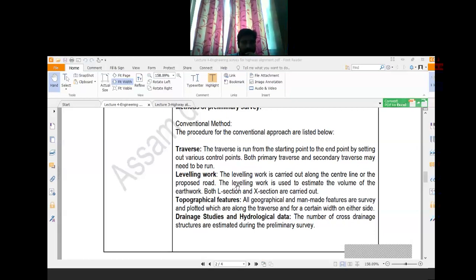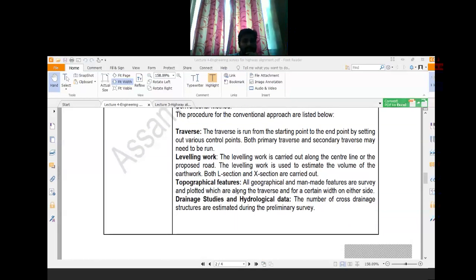Our next thing is drainage studies and hydrological data. In the drainage study, you need to consider the different cross drainage works which you would need to construct if you decide that your alignment should pass through the alternative route.